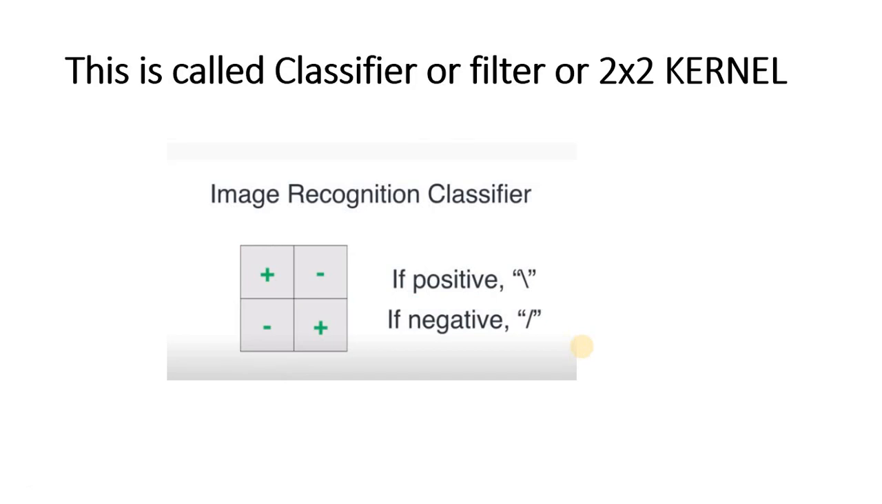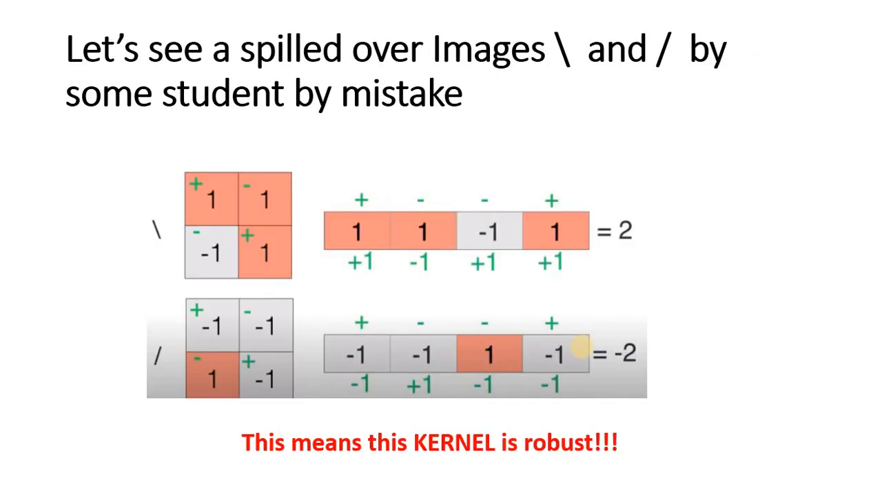And now the kind of filter which you put over this can be called a 2 by 2 kernel. I can call it a 2 by 2 kernel or a simple filter or a classifier. Now, it is not exactly a 2 by 2 kernel, but I am just giving the name 2 by 2 kernel just for your understanding.